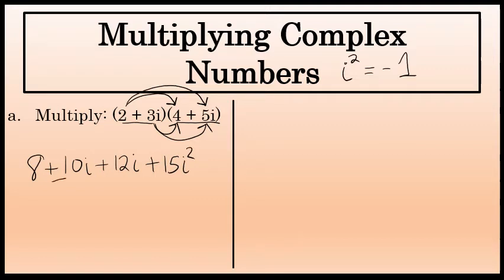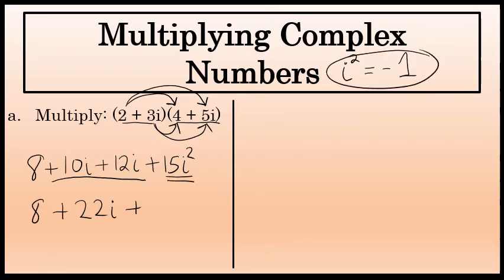Now, the two middle terms, 10i and 12i, you can think of these as you would think of like terms. 10i plus 12i is 22i. And then the last term, 15i squared, involves an i to the second power, so I have to replace that i to the second power with -1. i to the second power is actually a real number, -1. So 15 times -1 is -15.